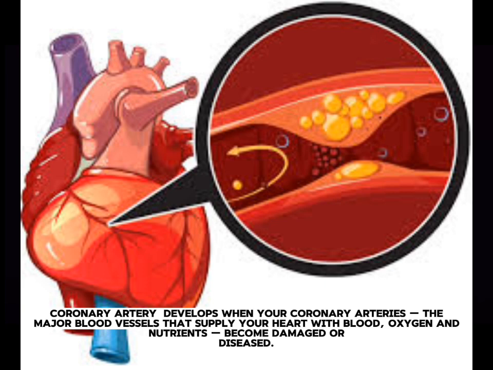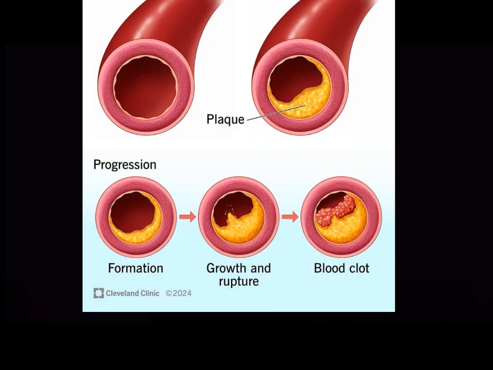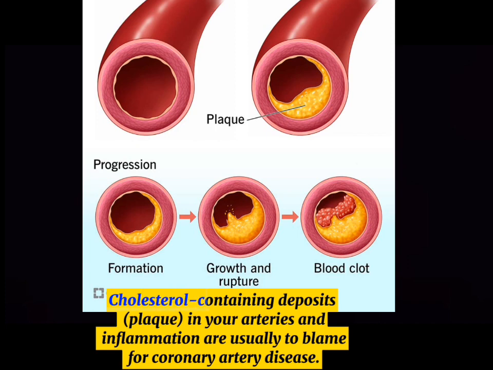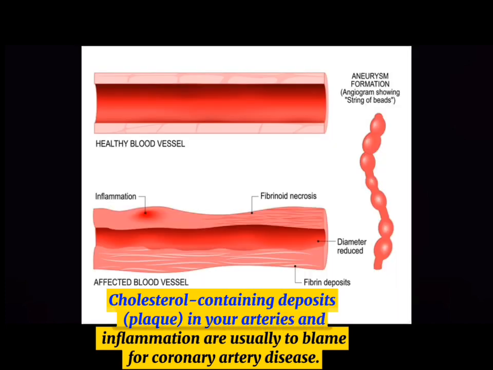So coronary artery disease develops when your arteries, the major blood vessels that supply your heart with blood, oxygen, and nutrients, become damaged or diseased. The things that cause it are cholesterol-containing deposits, plaques, in your arteries, and inflammation is usually to be blamed for coronary artery disease.